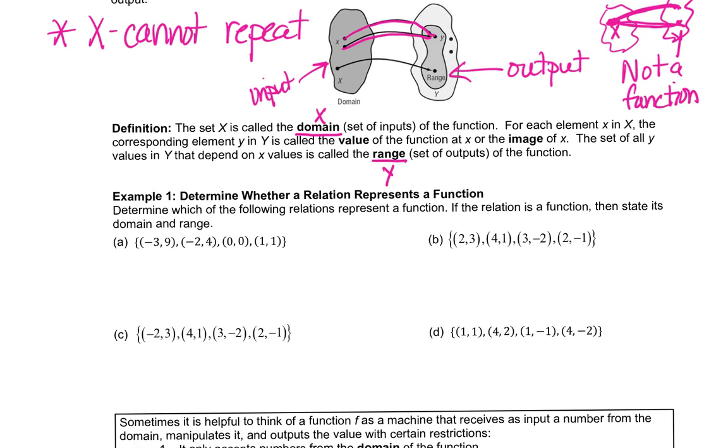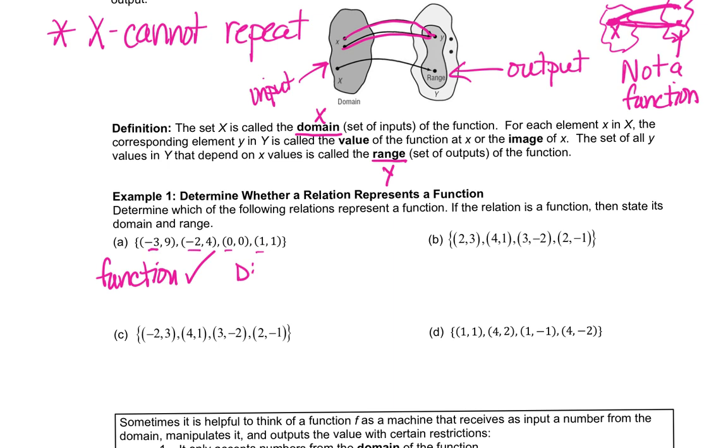Now, determine. This is going to look like some of the questions from your STAR test, because it's asking you to determine whether a relation represents a function. Determine which of the following relations represents a function. If the relation is a function, then state its domain and range. So look at your x values. You have -3, -2, 0, and 1. X does not repeat, so this is a function. So function, check.